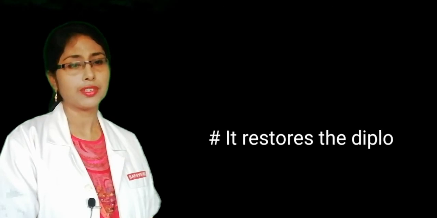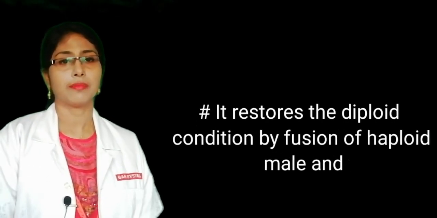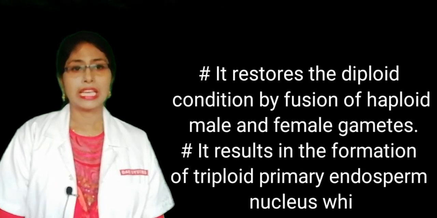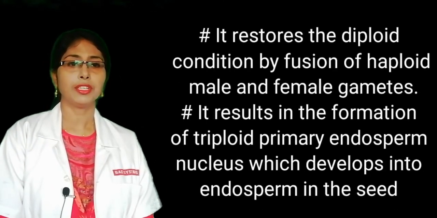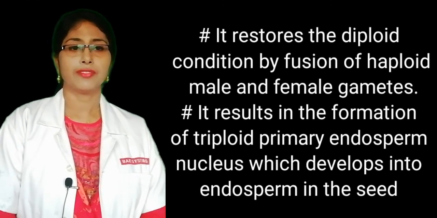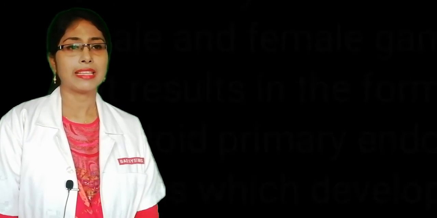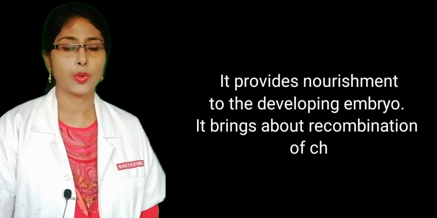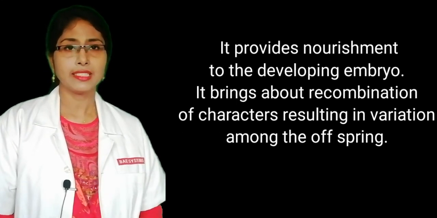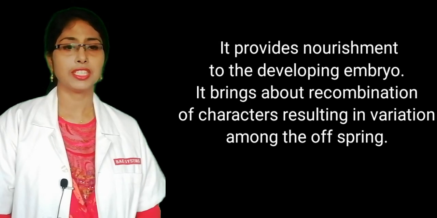It restores the diploid condition by fusion of haploid male and female gametes. It results in the formation of triploid primary endosperm nucleus which develops into endosperm in the seed. It provides nourishment to the developing embryo. It brings about recombination of characters resulting in variation among the offspring.